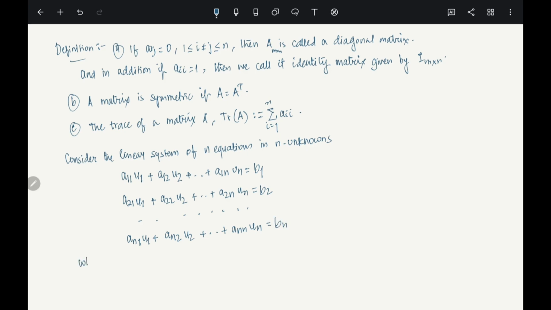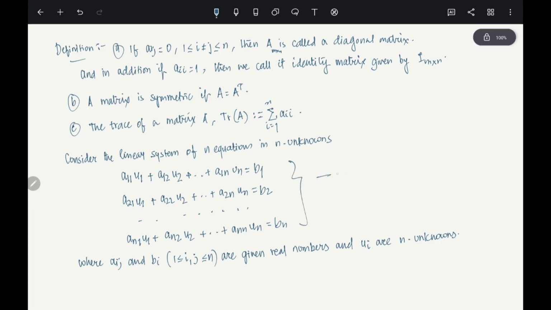Where the a_ij and b_i, for 1 less than or equal to i, j less than or equal to n, are given real numbers, and the u_i's are n unknowns. If you consider this system, let's call it the system star.